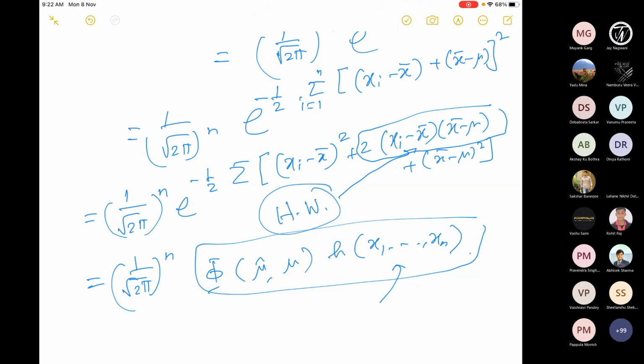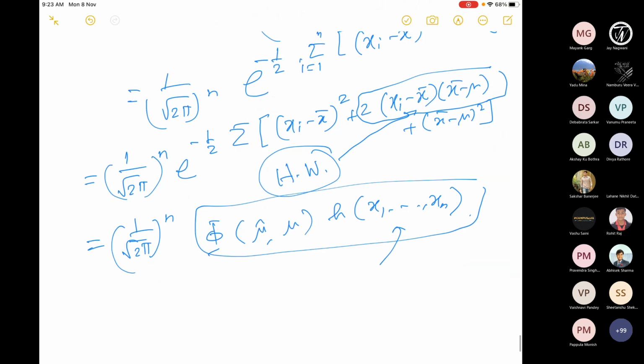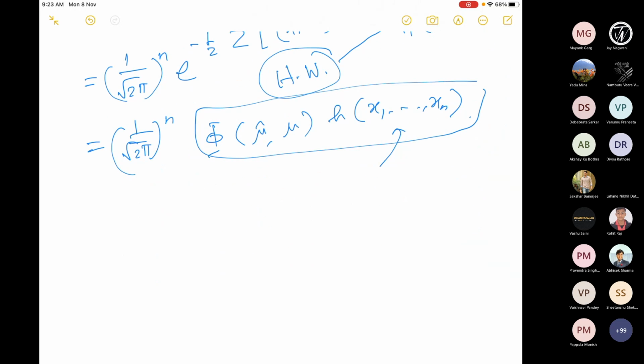Now I'll introduce one example and that's it. Then I'll talk about another property of an estimator, which is known as a consistent estimator.